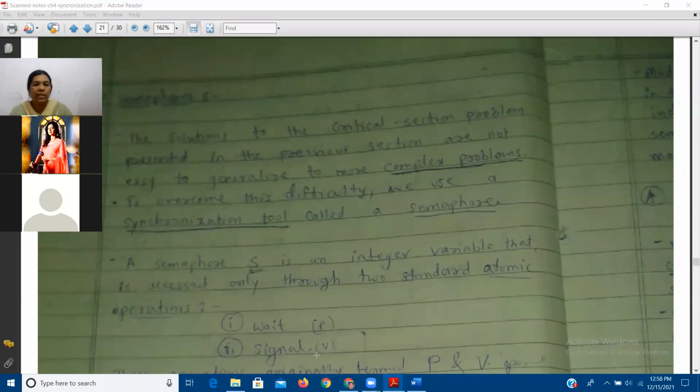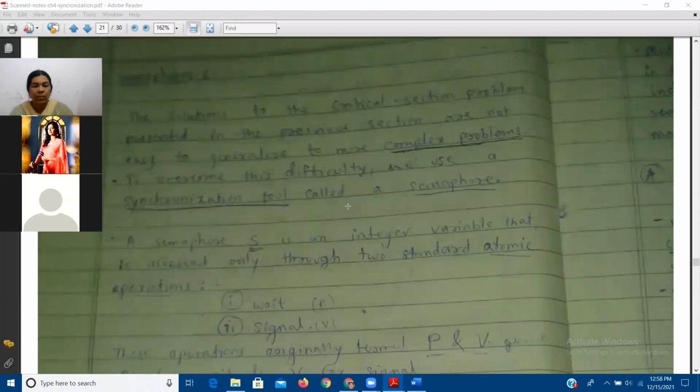So hope everybody is listening to me. Today very few students are listening to me, and the strength of the class is very low. So only 72. Note down the points.